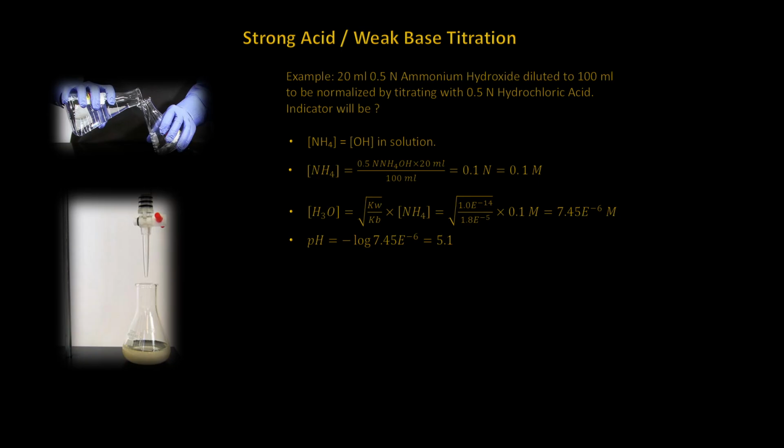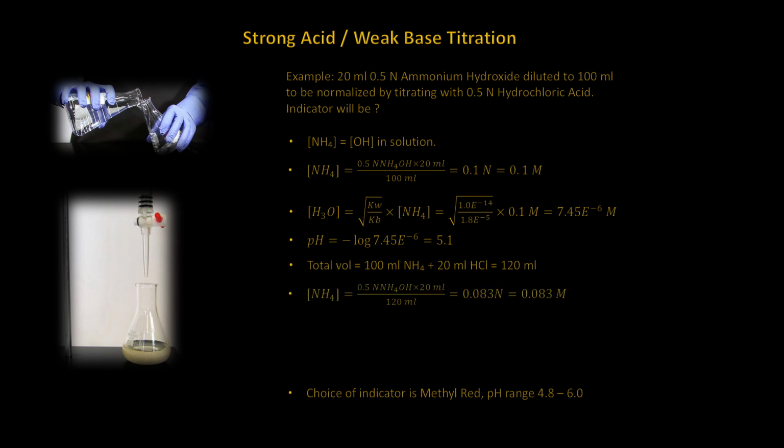ammonium hydroxide. At the end point of the titration, where 20 milliliters of hydrochloric acid was added to cause the ammonium hydroxide to turn yellow, the total volume of the solution increases. Therefore, the molarity of the ammonium hydroxide decreases. The total volume is now 120 milliliters, and the molarity decreases to 0.083 molar. The pH value is now 5.2. This confirms that the methyl orange was the correct choice for this titration.